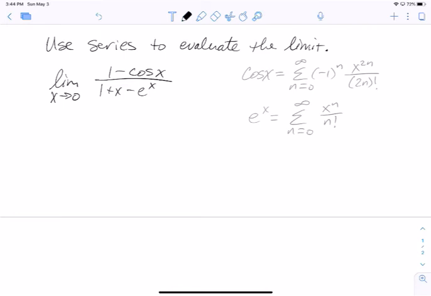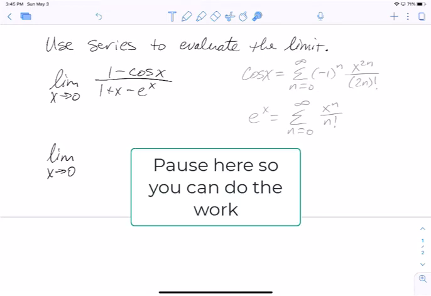It won't be very useful for us to use the sigma notation, so we're going to expand this when we write out the limit. So what I'd like you to do is pause the video here and replace the cosine of x and e to the x using, say, 3 to 4 terms.